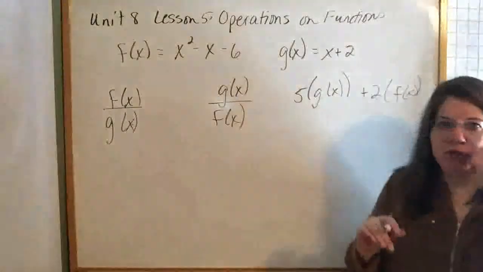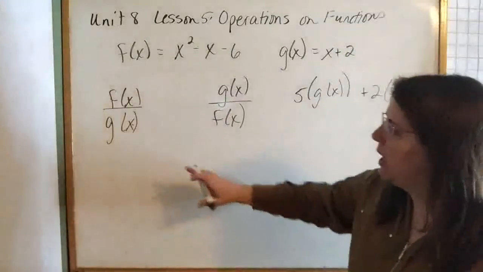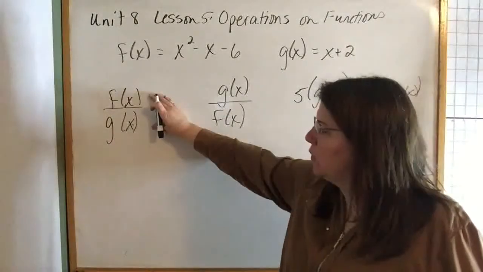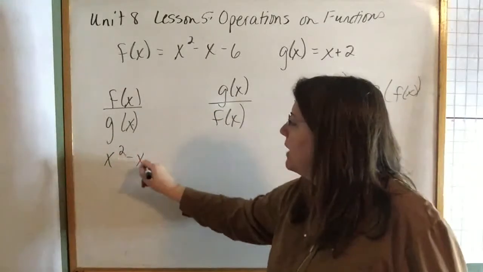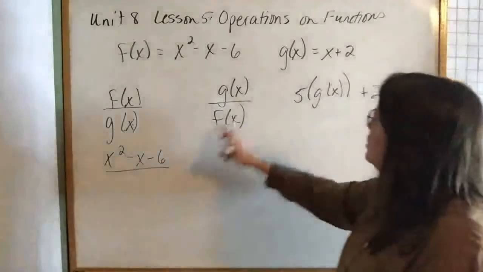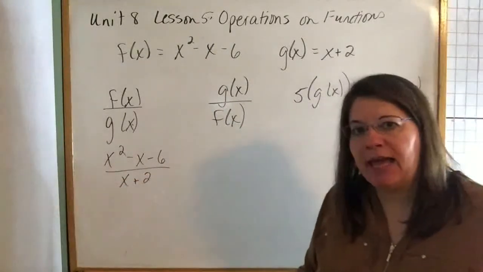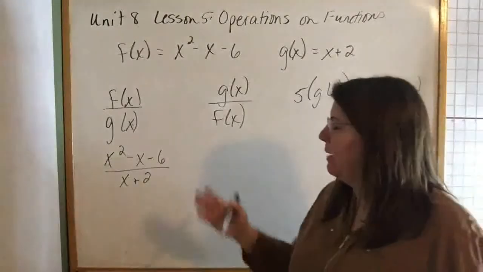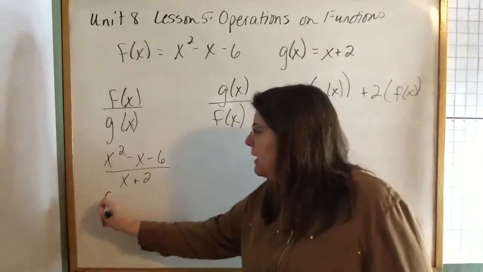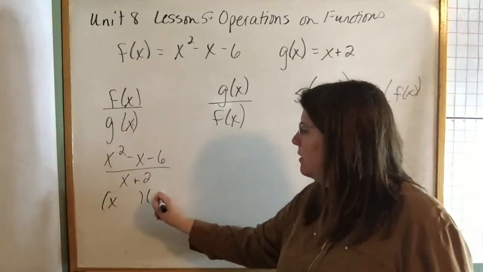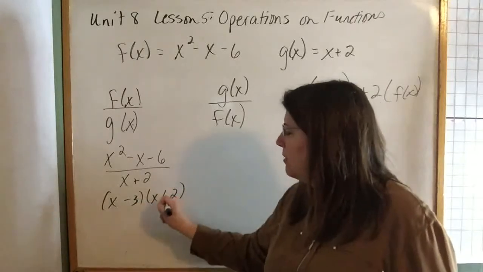The board was getting a little too crowded, so I just took the last three examples and made a little more room for us. For the next one, f of x divided by g of x, I'm going to take the x function, x squared minus x minus 6, and divide by g of x, which is x plus 2. Now, if I can simplify that, I should simplify all the way. So I'm going to try and see if it'll factor. Are there factors of 6 that subtract to give you 1? There are. X, and a 3 and a 2. I have a minus 3, a plus 2.